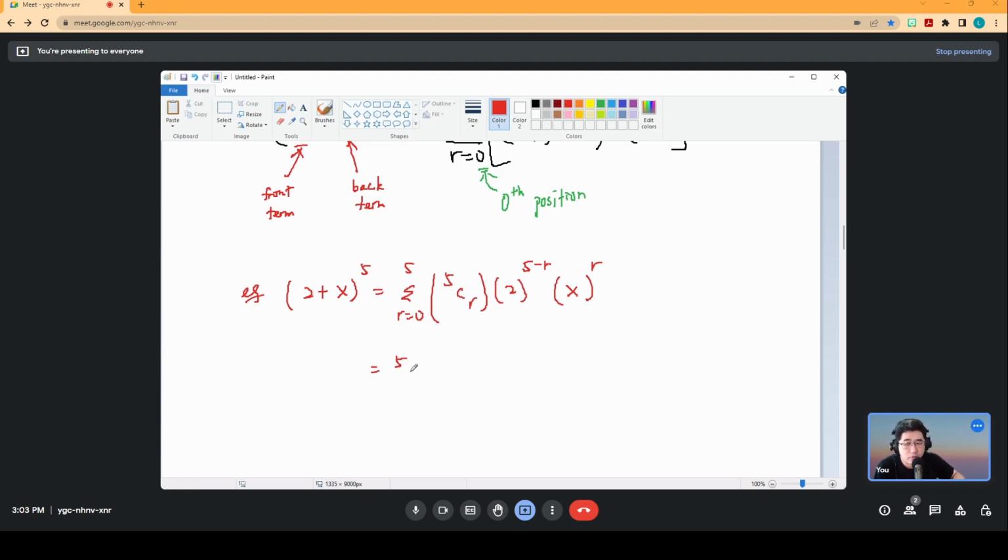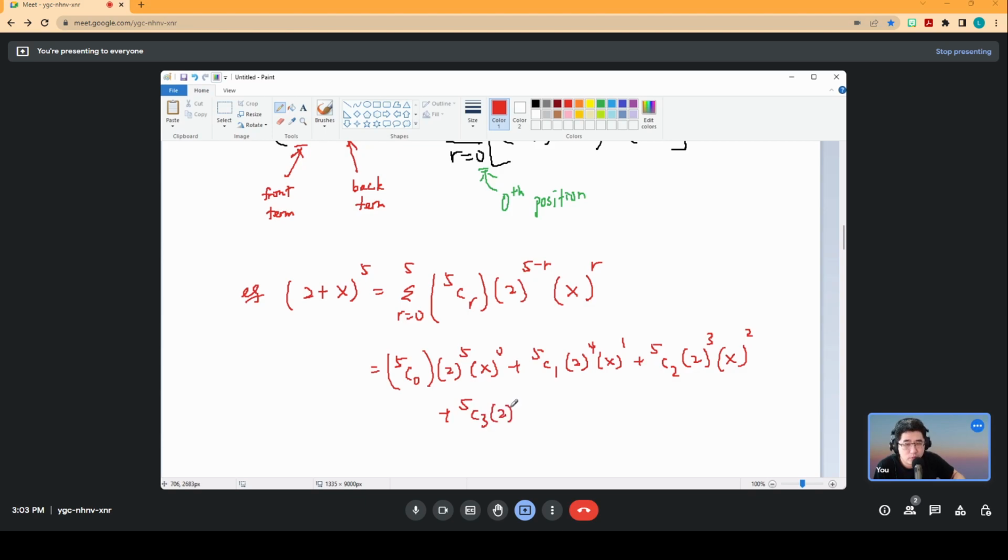Therefore, the first term I have is 5C0, 2 to the power 5, x to the power 0. Then the second is 5C1, 2 to the power 4, x to the power 1. Then 5C2, 2 to the power 3, x to the power 2.